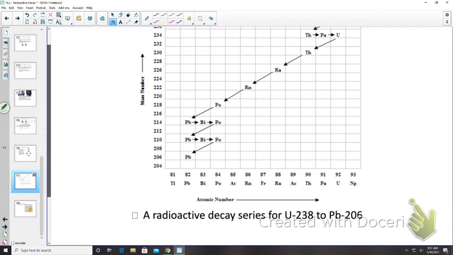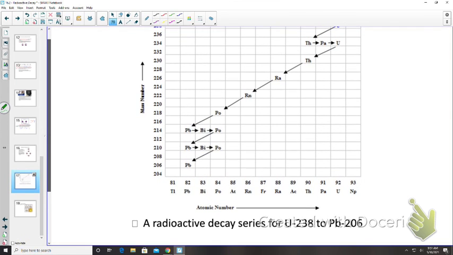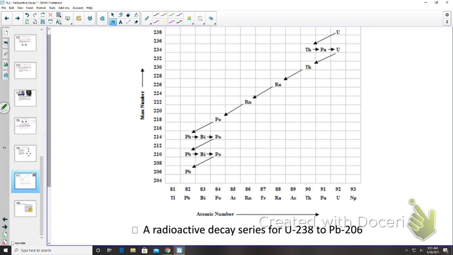So this chart here shows the radioactive decay series for uranium-238 to lead-206. So we start at uranium. It is losing mass number, so it's losing neutrons and protons. It turns into thorium, which will then decay into protactinium, which will then decay into uranium, which again comes back to thorium, radium, radon, polonium, lead, bismuth, polonium, lead, bismuth, polonium, lead. So what we have down here is stable.